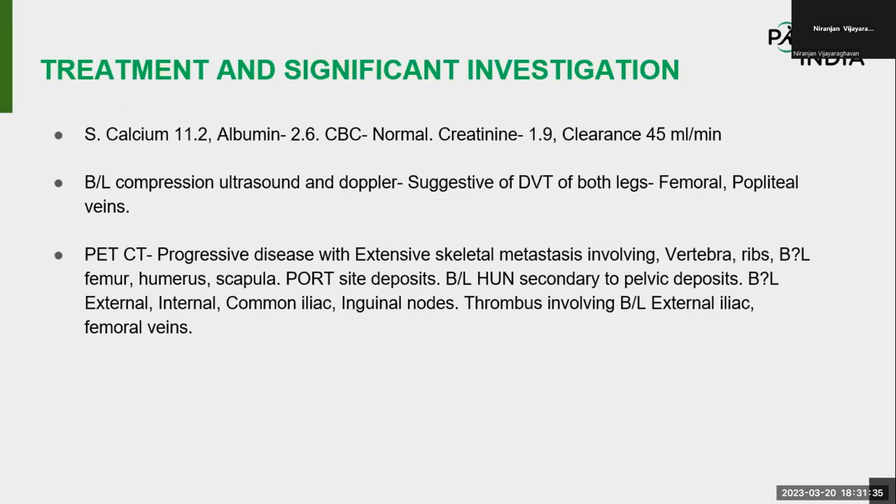The routine investigations suggested hypercalcemia, and creatinine clearance was slightly higher. The bilateral compression ultrasound and Doppler was suggestive of DVT in both legs, involving the femoral and popliteal veins all throughout. PET-CT was suggestive of progressive disease with extensive skeletal metastasis involving the vertebra, ribs, femur, humerus, scapula, port site deposits, bilateral hydronephrosis, the pelvic deposits, the nodes, everything. There was thrombus involving the external iliac and femoral veins.